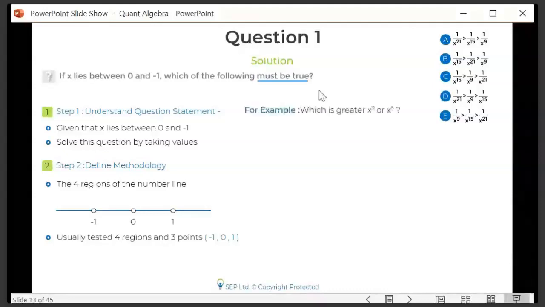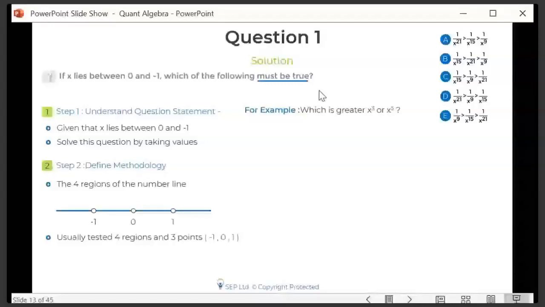Now, to make this point more clear, I'm going to take a very simple question here. The reason I'm taking this is that the very interesting thing about these regions is that they follow a very universal pattern. Why this makes it interesting is that you don't need to remember anything. You don't need to remember which power works when. You just need to remember there are 4 regions and 3 points, and you can just take a sample value and check which one works.